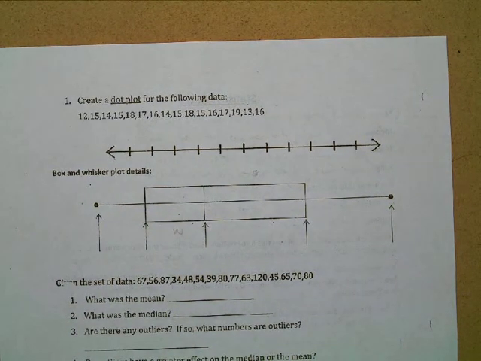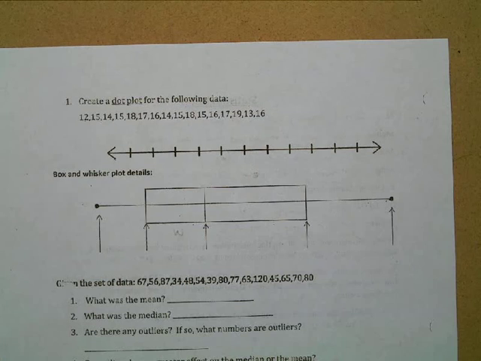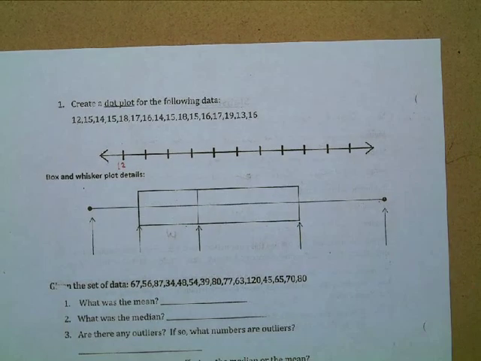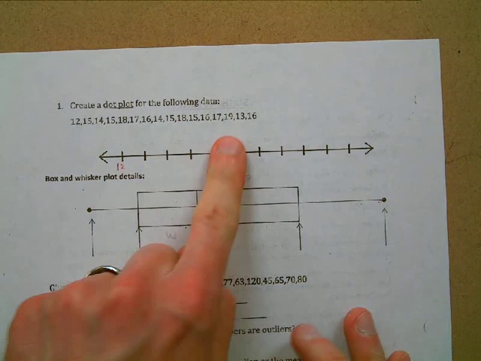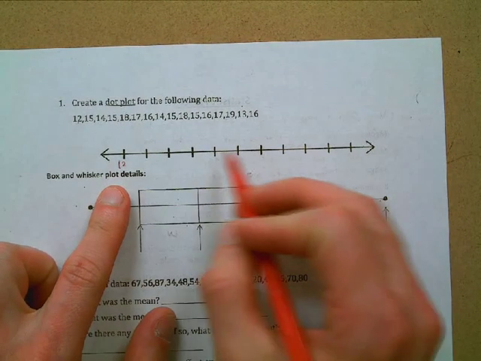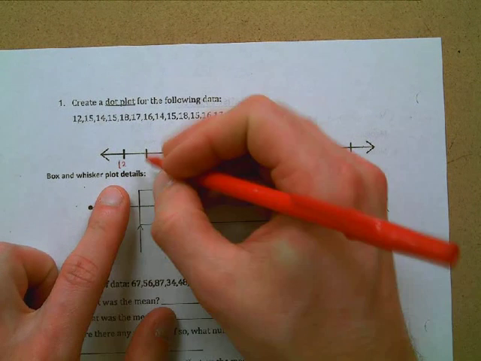Okay, so what is the lowest number in our data here? 12. Yeah, so go to 12, and we have to count up to what? 19. Okay, so let's count here. 12, 13, 14, 15, 16, 17, 18, 19. Yeah, so I can do that. So let's just count by ones here.